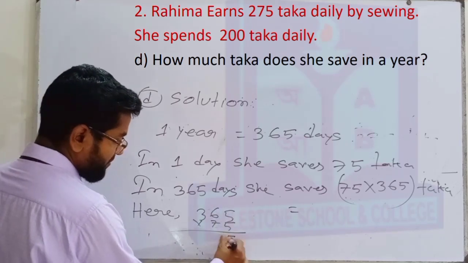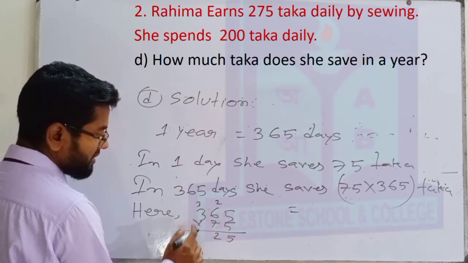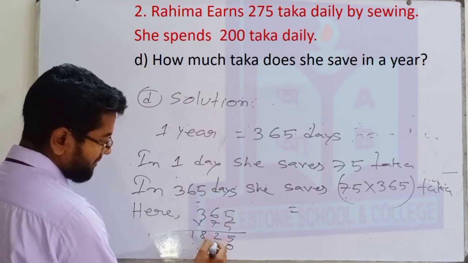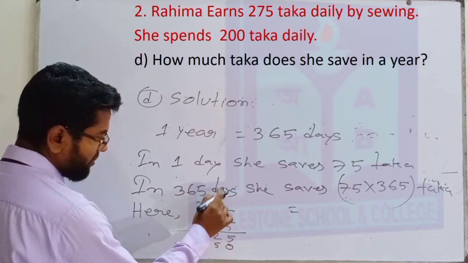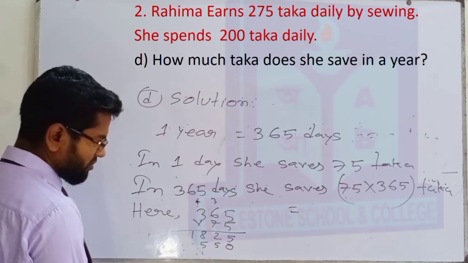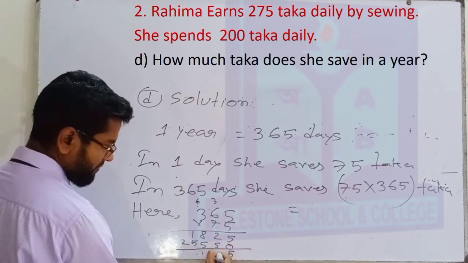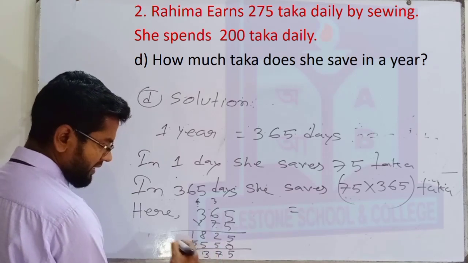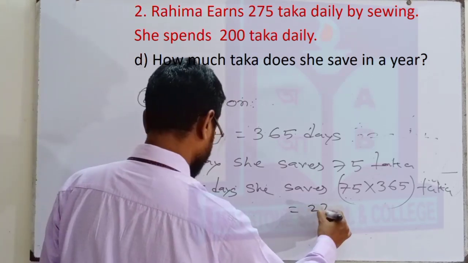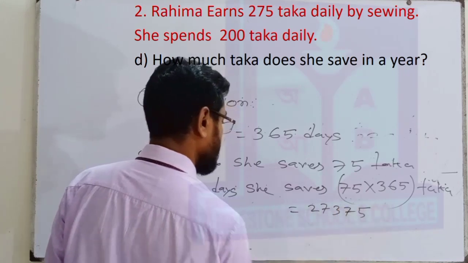5 5s are 25, 2 is carrying, 5 6s are 30 and 2, 32, 3 is carrying, 5 3s are 15 and 3, 18. 1 step 0. 7 5s are 35, 3 is carrying, 7 6s are 42 and 3, 45. 4 is carrying, 7 3s are 21 and 4, 25. Now add it. 5, 7, then here will be 13, 1 is carrying, 7, 2. The answer will be 27375 taka.